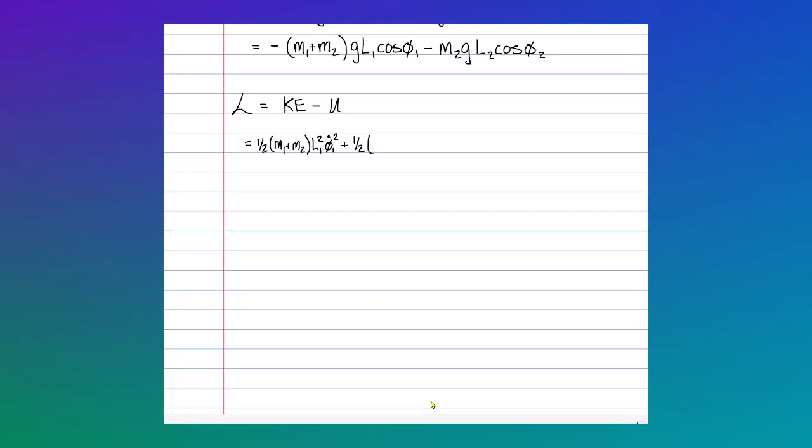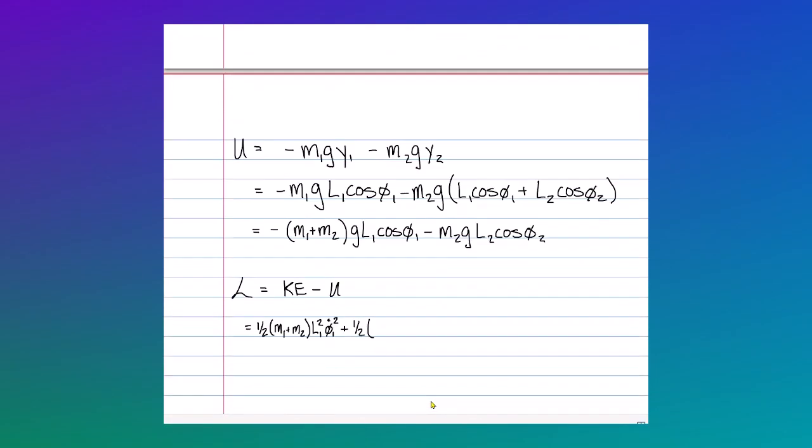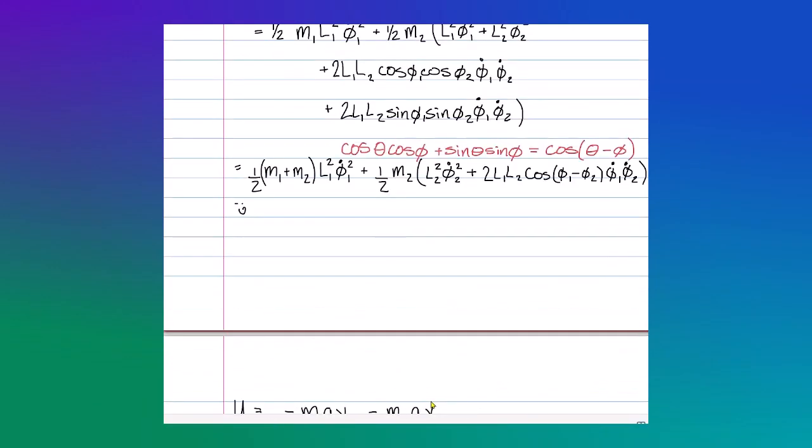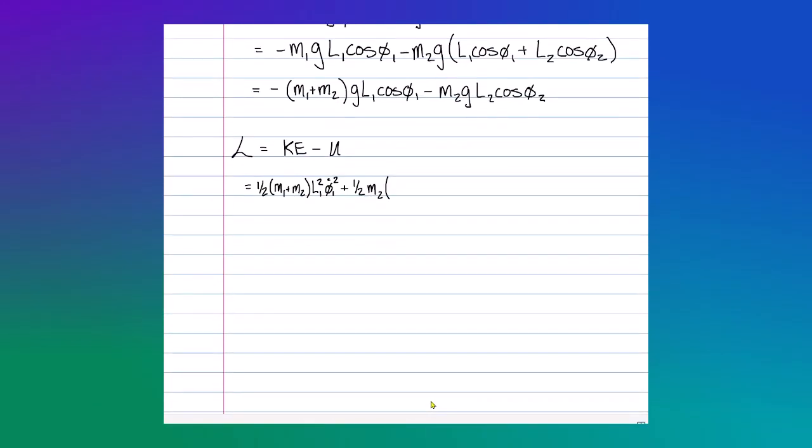And lastly, we can combine the kinetic energy and the potential energy into the Lagrangian just by copying each of our earlier expressions into this final expression. And then we'll be done.